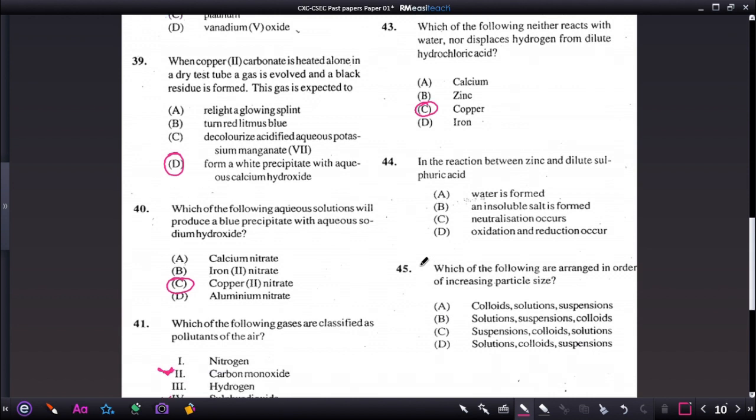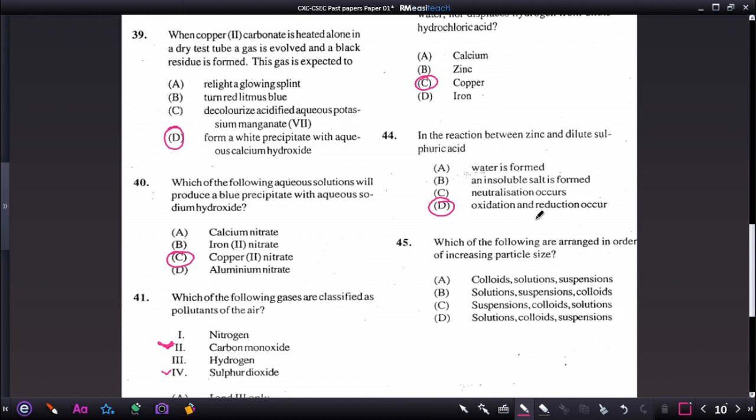44. In the reaction between zinc and dilute sulfuric acid, is water formed? No. Is an insoluble salt formed? No, zinc sulfate is soluble, so that's a no-no. Neutralization occurs? That's a no-no. So the only one would be a redox reaction taking place, oxidation or reduction, where zinc metal is oxidized to zinc 2+, and the hydrogen gas forms.